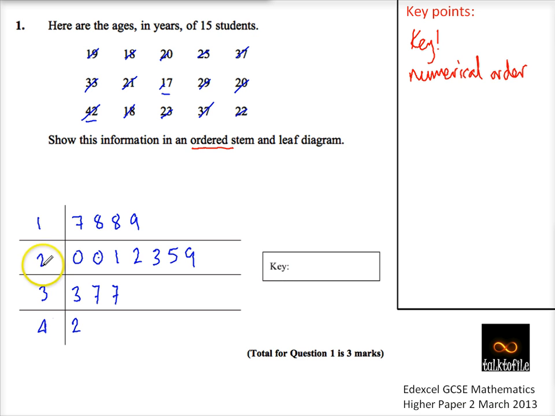And then just pick a number for the key. It doesn't have to be a number in the diagram, it could be a different number. I'm going to just pick one, so I'm going to have 2, line 3 means 23 years. Okay, and that's it, you're done.